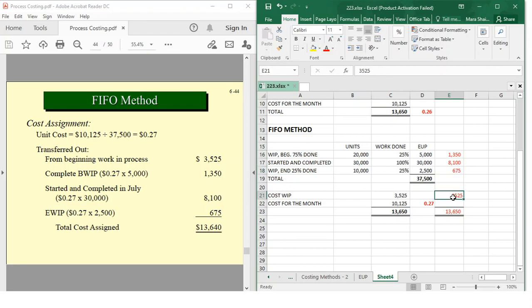And then you add the work in process beginning. So the cost accounted for is still equal to 13,650. This is an error in computation.